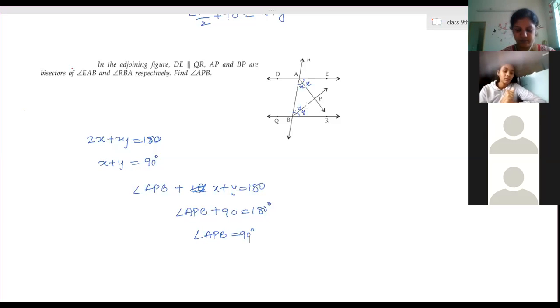Ma'am, in this question we don't know that we'll get APB as 90, so how can we write to prove APB is 90? That's what we don't know, therefore you need to mention it. What should be mentioned to prove? Given to prove: finding angle APB. Okay. Done this question? Yes, ma'am.